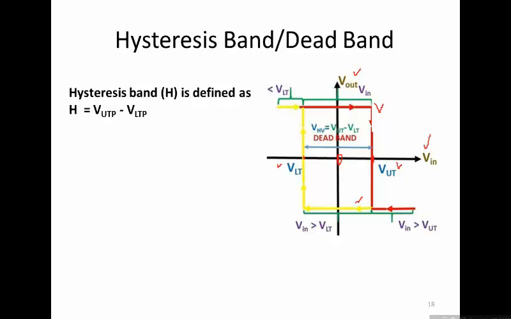So this is called the hysteresis band or dead band, and this is the width of the hysteresis band. It is defined as VUTP minus VLTP.